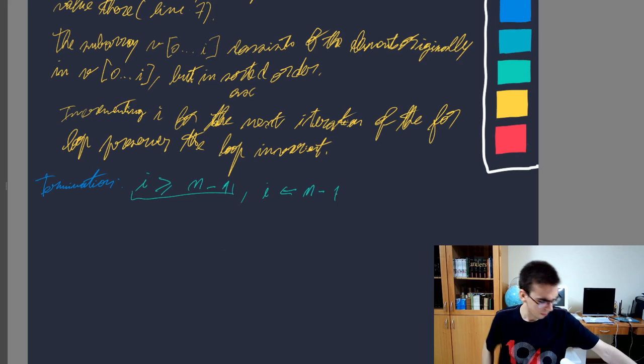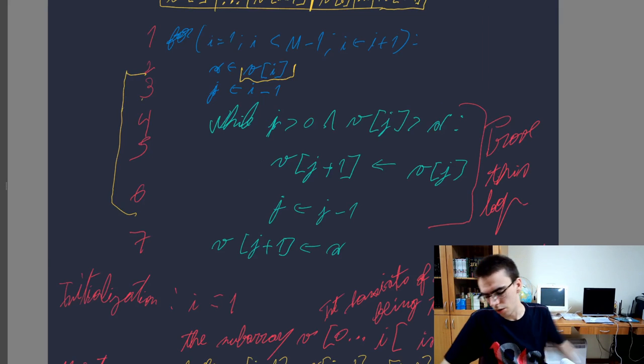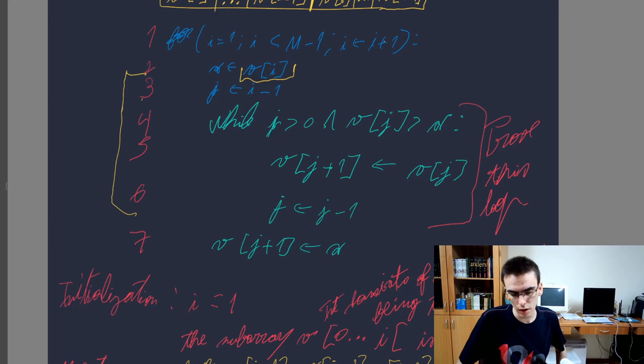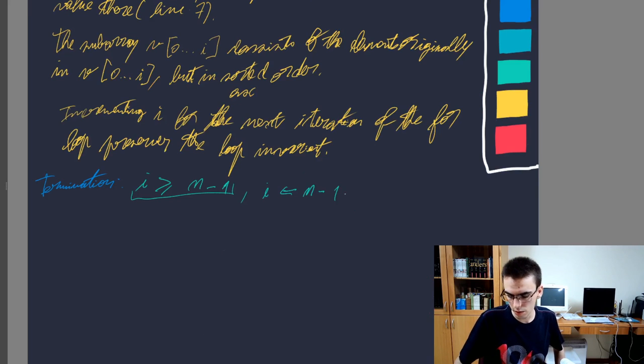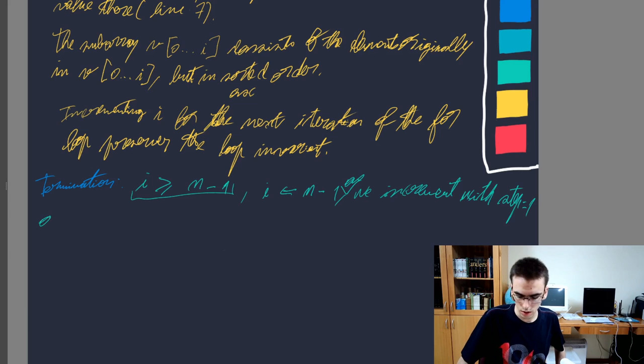And you can say that happens because you increment by 1. We increment high with step equals 1 on each iteration. Okay?